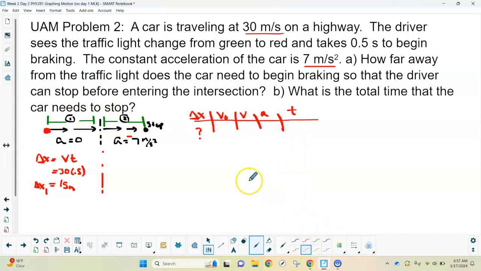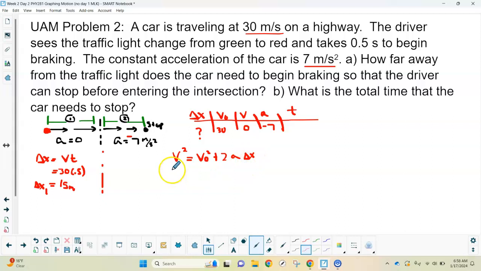So coming back to here, the initial velocity when it enters the second section, or when it begins to brake, is 30. Eventually it's going to stop, so the final velocity is 0, and then our acceleration is -7. We're going to use an equation that doesn't have time, because that's the thing that's missing. The equation without time, if you go back and look, is this one: v squared equals v naught squared, or original velocity squared, plus 2 times a times delta x.